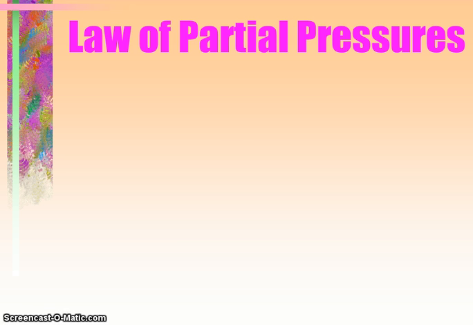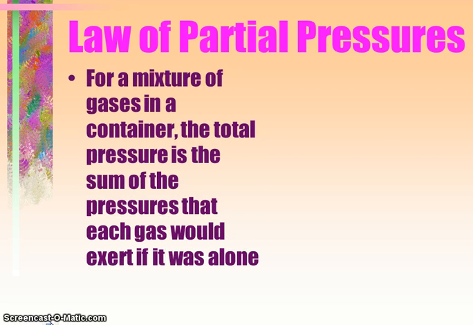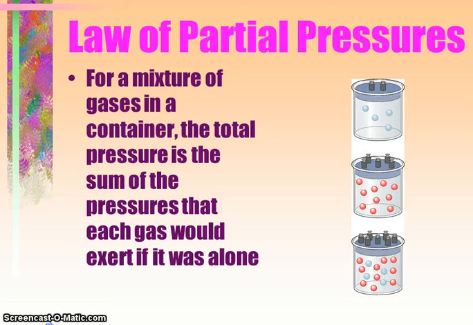Now let's talk about the law of partial pressures. And when we deal with the law of partial pressures, what we're looking at is instead of just one gas in a container, we're looking at a mixture of gases in a container. And the total pressure exerted by that mixture is the sum of the pressures that each of the gases would exert alone. So if we look over here, if we have a gas in this container that has a pressure of, let's say, 2 atmospheres, since we've got 2 masses up here.